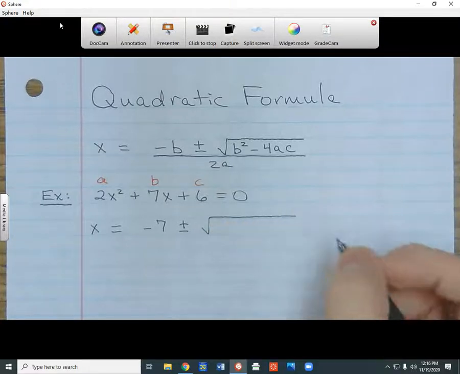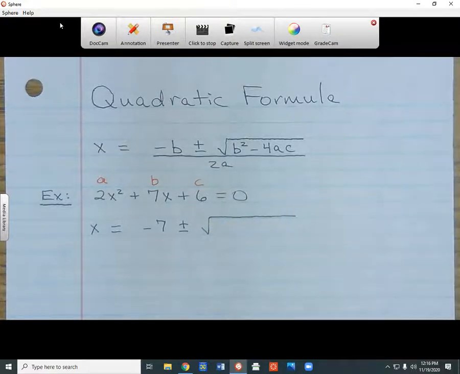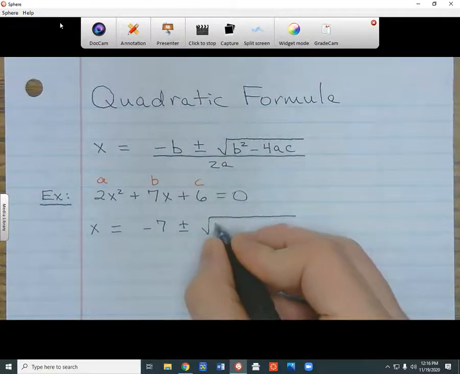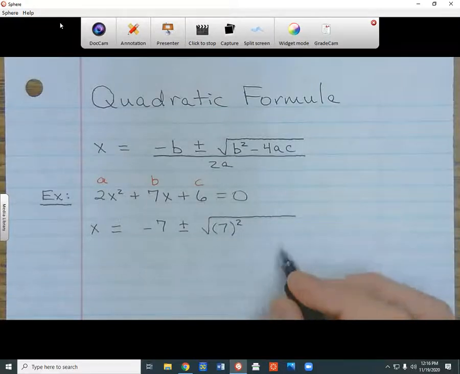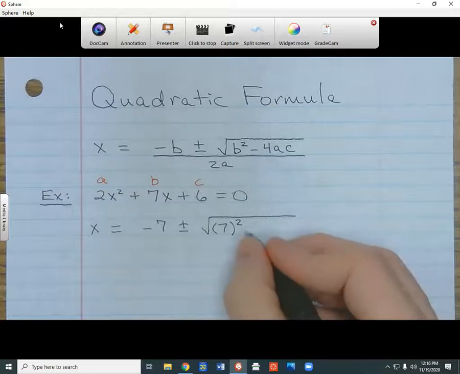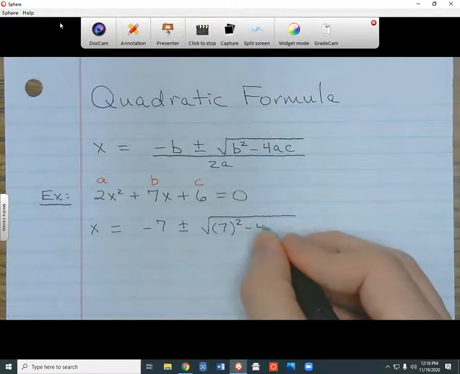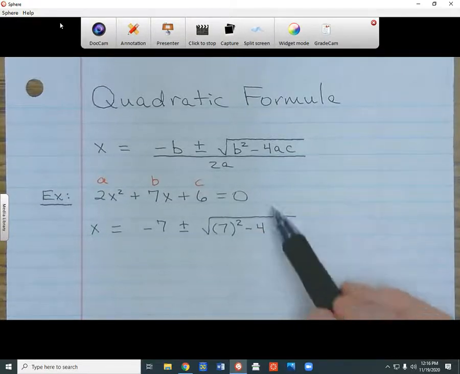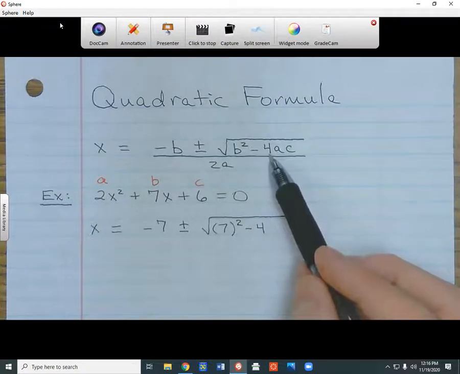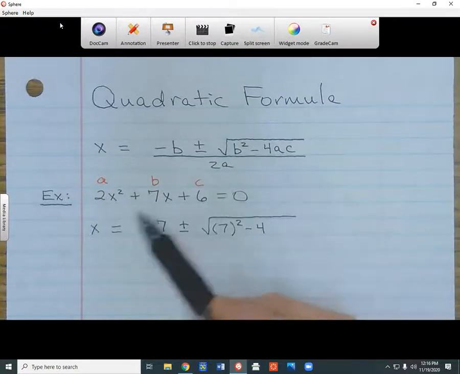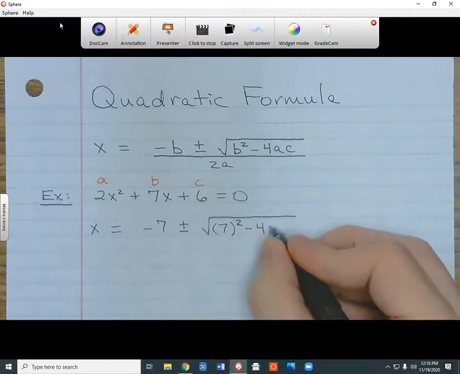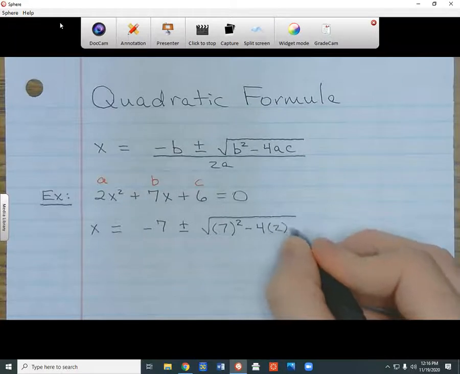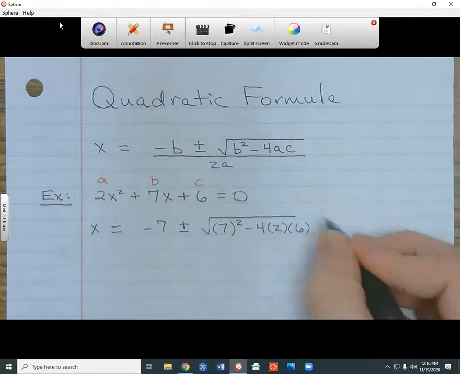Inside the square root, I have B squared. I know for a fact that B is 7, so I'm going to put a 7 here, and I'm going to square it. And then I'm going to bring down the minus 4. The 4 always stays the way it is. It doesn't change. And we're going to replace A with 2, and we're going to replace C with 6. So I'm going to have 4 times 2 times 6, and I'm going to extend the radical symbol.